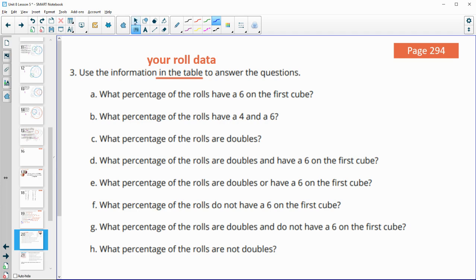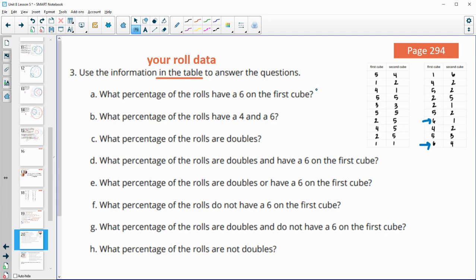Then in number 3, we're using your data from the table. Okay, so you're adding up and counting these different options in here. So what percentage of rows, remember we've done 20 rows, so we're going to add them up and divide by 20. So what percentage of rows have a 6 on the first cube? So look through, find a 6 on the first cube, this one and this one. So we had 2 out of 20, which is 10%. What percentage of rows have a 4 and a 6? Okay, so now we're looking for a 4 with a 6. And so we had this one. And so we had 1 out of 20 rows had a 4 and a 6. So that was a 5% chance.